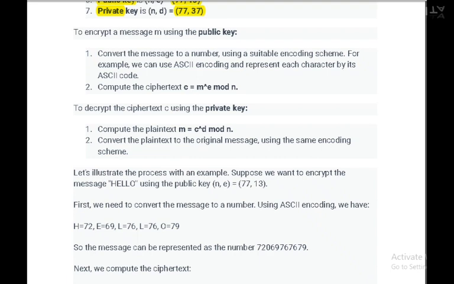For the encryption process, we use the public key, and the equation used to generate the cipher text is C equals M^e mod n. For the decryption process we use the equation M equals C^d mod n, that is, C raised to d mod n, and convert the plain text back to the original text message using the encoding scheme.